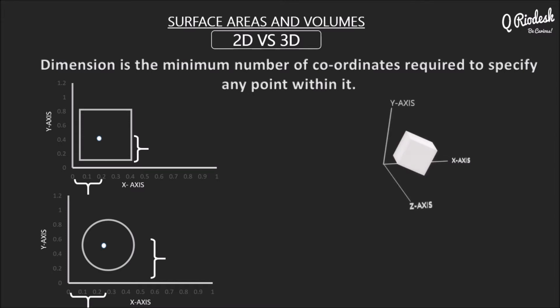Now when it comes to 3D shapes such as cuboids, cubes, and spheres, we would need at least three, a minimum of three coordinates, to specify a point that is inside those shapes. One coordinate from the x-axis, another from the y-axis, another from the z-axis. So that's why these shapes, cubes, cuboids, spheres, etc., are three-dimensional shapes.